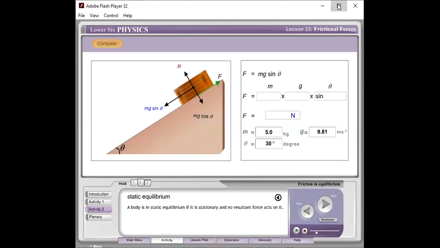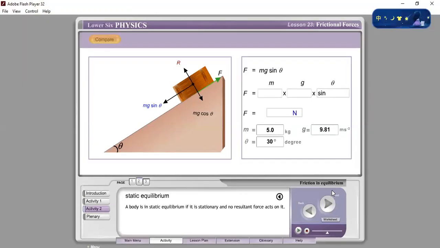Click and drag the values into the appropriate boxes to calculate the static friction. Calculate F and click compare to check your answer. That means that an object, when we put it on the inclined plane, will naturally slide down due to gravity, because we always have a component of weight. The weight is always downwards. So this will be the weight, which is mg, due to gravity.